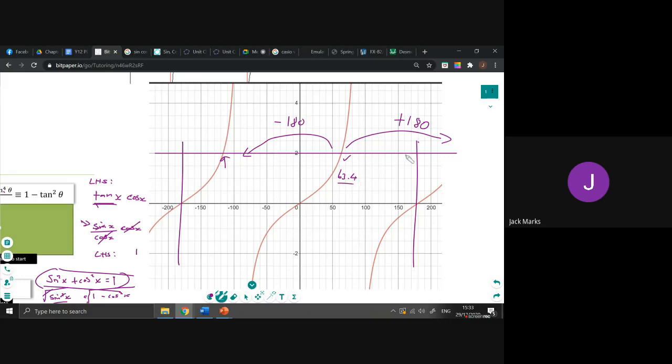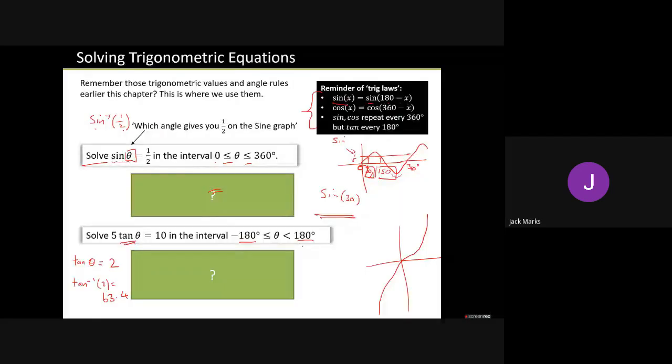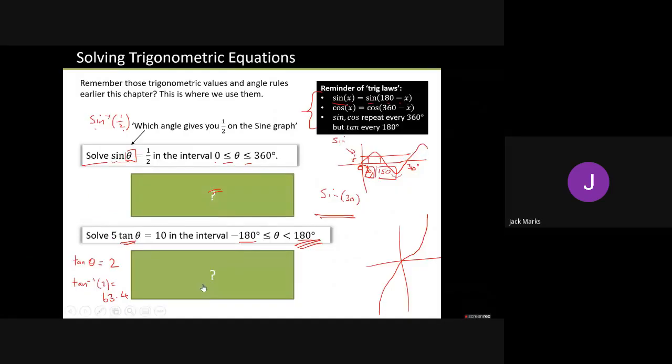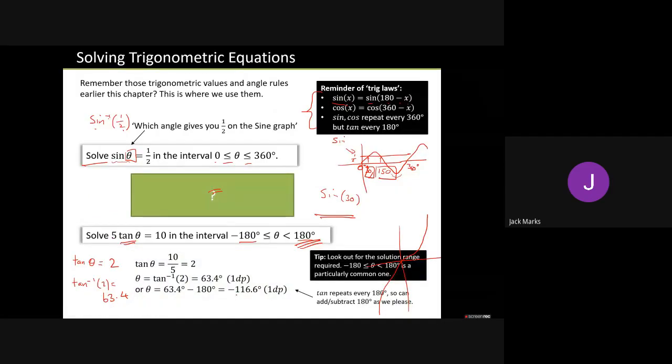So if you did 63 add 180, well, it's too big for this value here. So you would know that it's wrong. If you did 63.4 take away 180, you get this value here, minus 116.6, you can see that it fits within this domain here. Okay, domain means sort of like the x values. So that means that it's correct. And we're only expecting 2 answers here. So number 1, number 2, and we're finished.